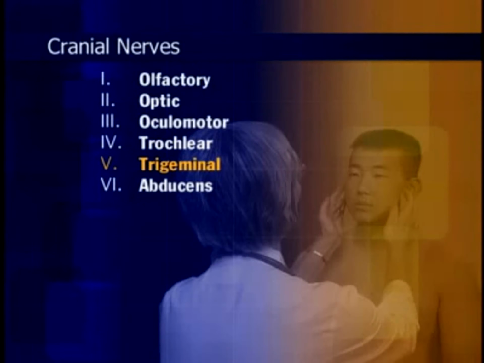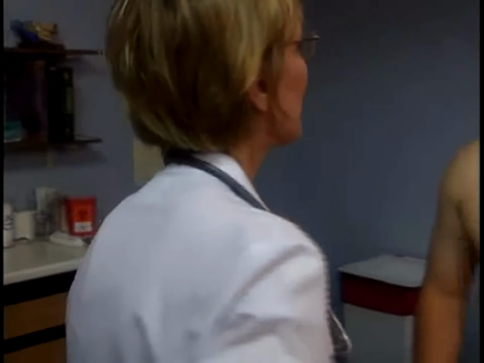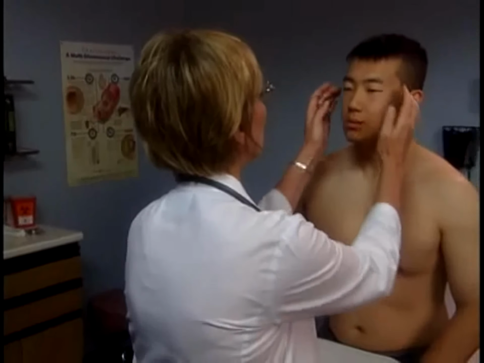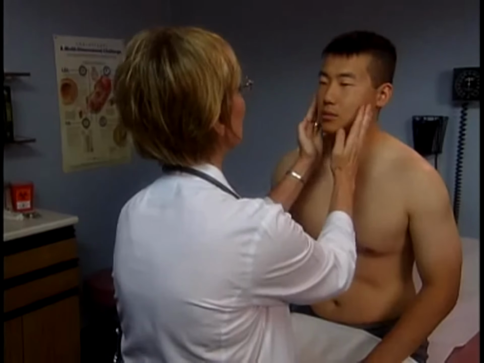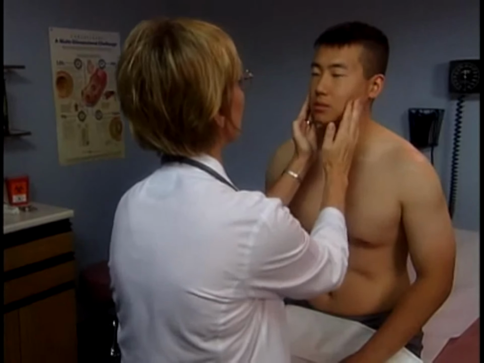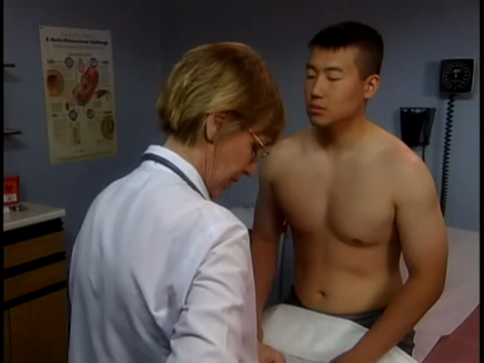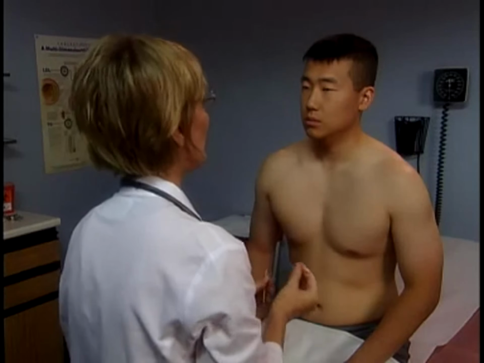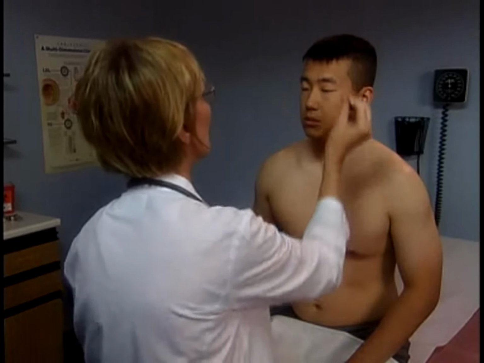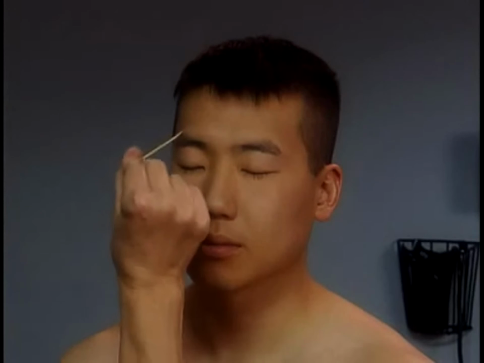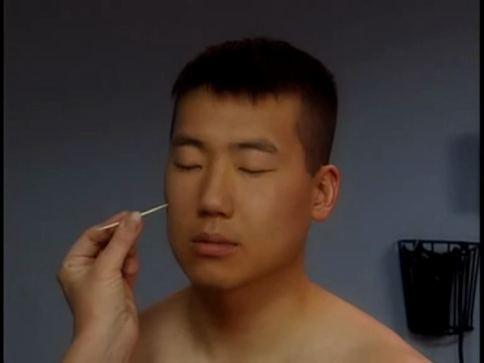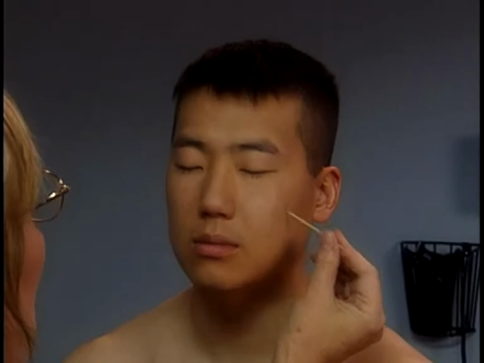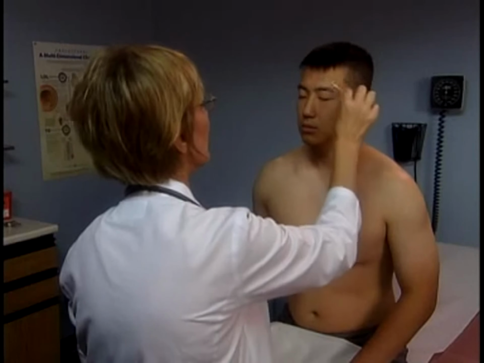Next, test for several components of cranial nerve 5, beginning with motor response. Check masseter and pterygoid function by asking the patient to clench his teeth. Check the nerve's sensory response by using a sharp object to stimulate the patient's forehead and cheeks at the points indicated. Ask the patient to report whether the object feels sharp or dull, and to compare both sides of the face. Test for light touch using a cotton swab.